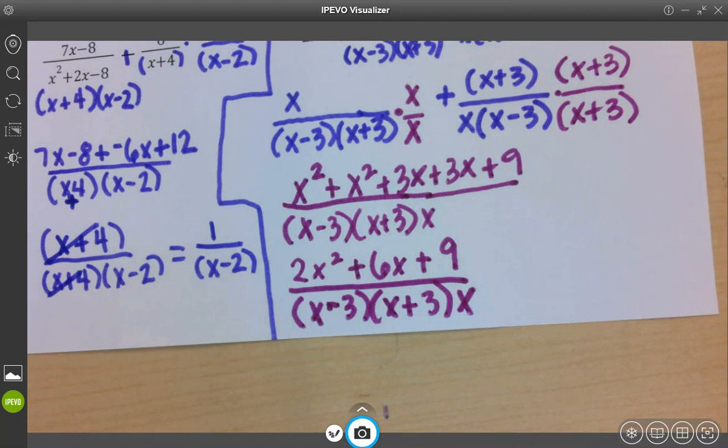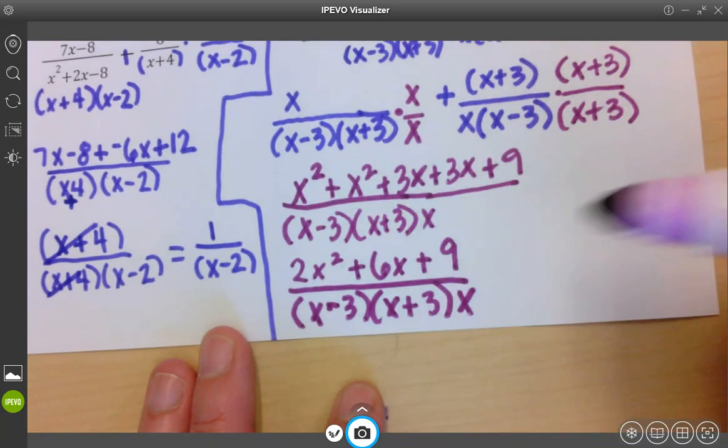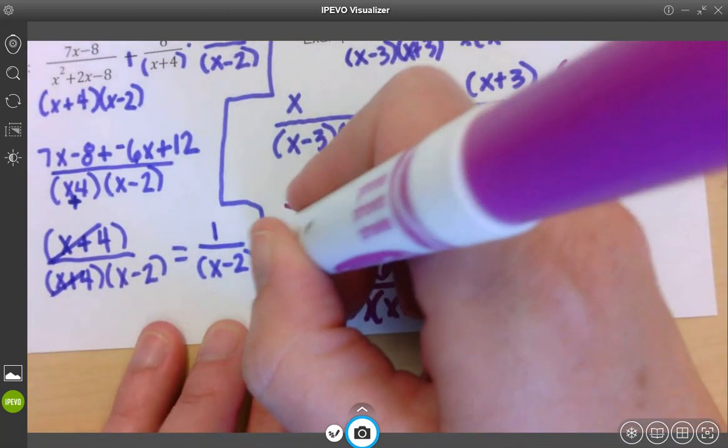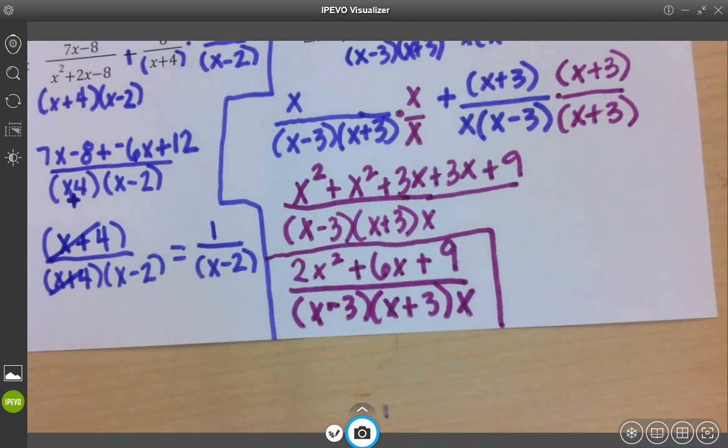All right, so how do we know if the top is factorable? Okay, so since there's no number that multiplies to 18 and adds to 6, the top is not factorable, which is actually good news because it means we're done. If the top was factorable, we would factor it and see if anything cancels, and then we're done. All right, make sure you have that and then turn the page.